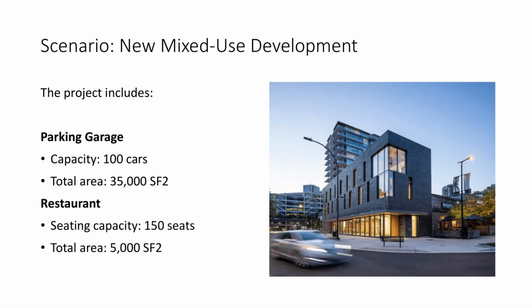This project is a new mixed-use development with two major components. First, a parking garage designed for 100 cars with a total area of 35,000 square feet. Second, a restaurant with 150 seats and a total area of 5,000 square feet. That's all the information we have, and that's intentional. This is exactly the level of detail you should expect at the ROM stage.